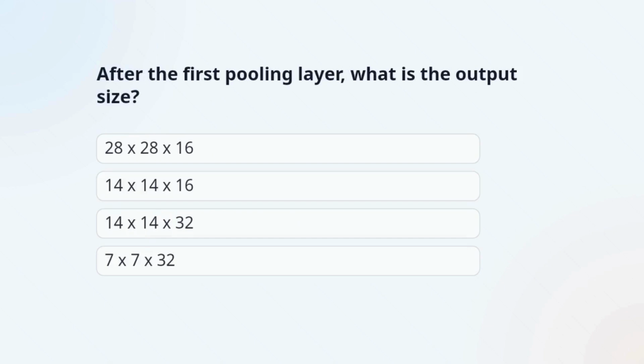Question 2. After the first pooling layer, what is the output size? The correct answer is 14 by 14 by 16. The first convolution keeps the image at 28 by 28 with depth 16, and the first pooling layer halves the spatial dimensions. That gives 14 by 14 by 16.